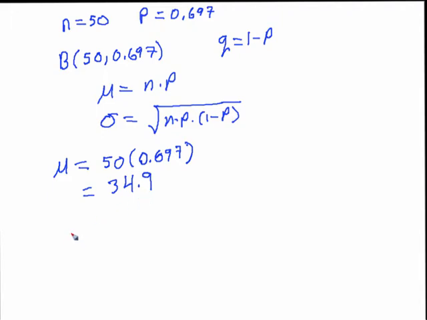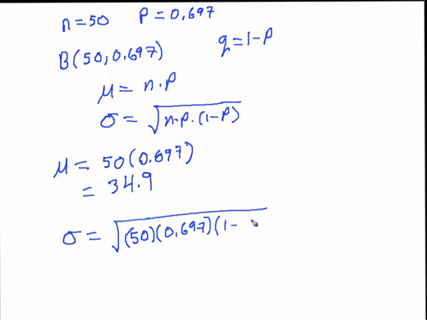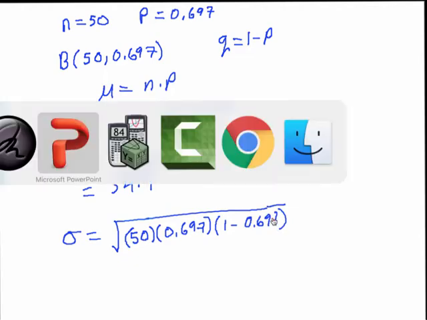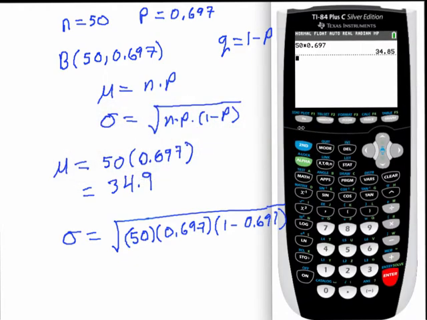Okay, how do we calculate the standard deviation? Well, sigma would be equal to the square root of n times p times 1 minus p. I'm going to put the actual numbers in there. Let's put 50 in, times p, which is 0.697, times 1 minus 0.697. Now, it takes a little bit of practice to get good at putting this in our calculator. Not too much, but enough to warrant taking some time to do it here.